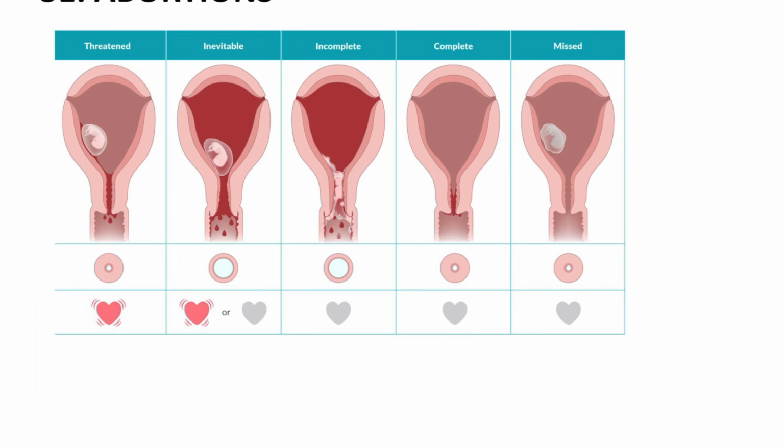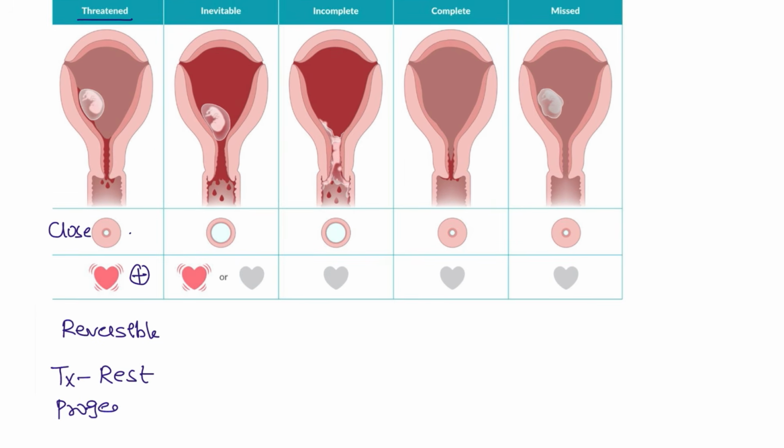Next, types of abortions. First one is a threatened abortion. Threatened abortion is a reversible abortion. So heart rate is normal and os is closed in this patient. And how is the treatment? Simply rest and progesterone. Rest and progesterone is given for this patient. Next, inevitable abortion. It is irreversible. No matter what you do, the pregnancy will be lost. The heart rate is absent, os is open in this patient. And the treatment is suction and evacuation.